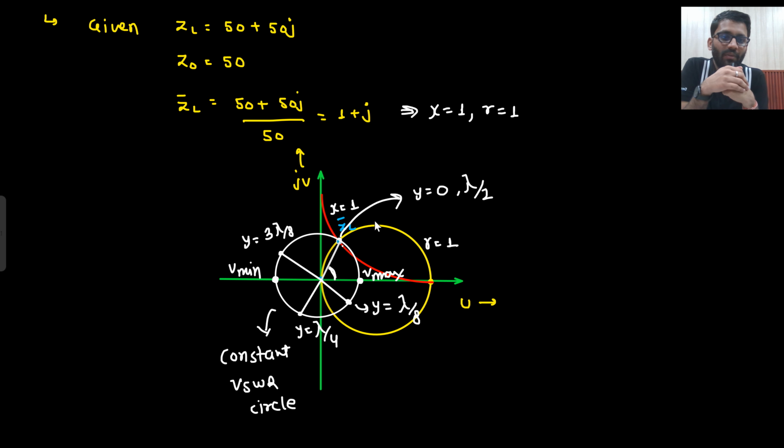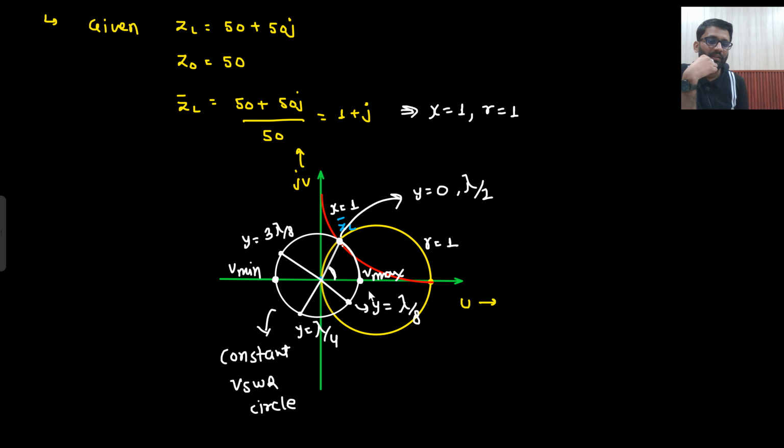What else can you conclude? Sir, this point is your y equals to 0. Now if I need to go to the Vmax condition, I need to work for less than lambda by 8 distance, because I need to work for less than a 90-degree angle. 90-degree angle is equivalent to lambda by 8, so I need to work for less than lambda by 8 distance. Is that clear to you?